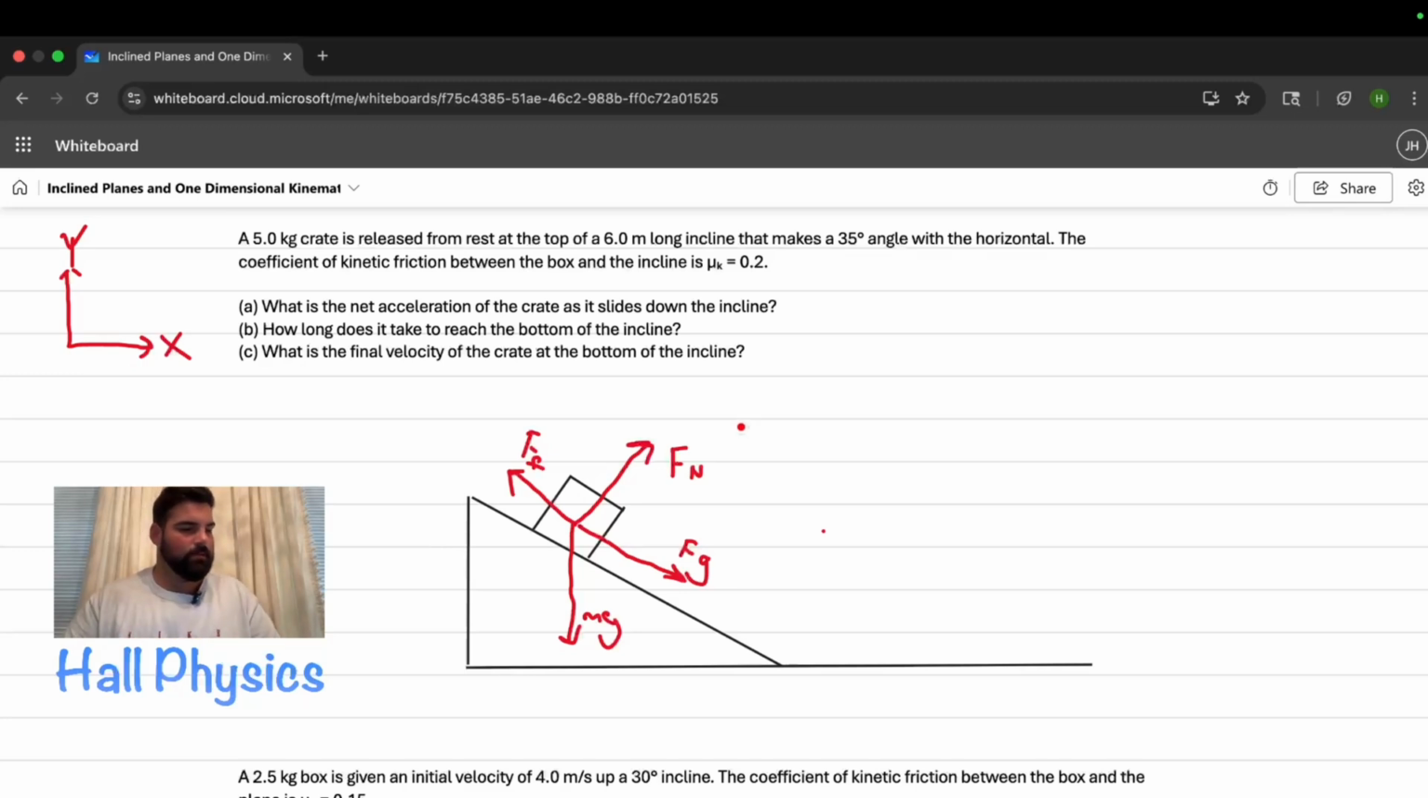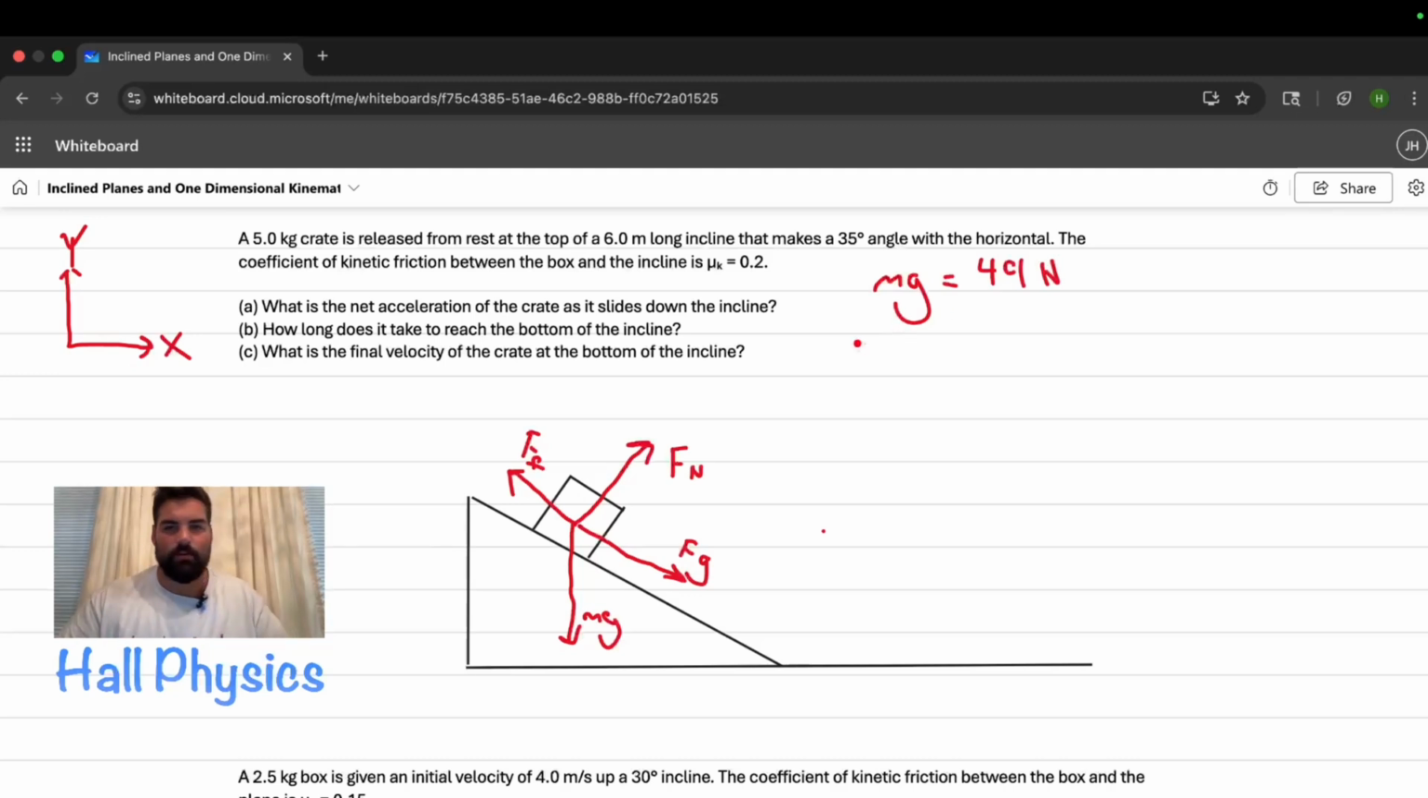Okay, so first thing I want to do, I want to go ahead and just solve for mg. Let's go ahead and knock that variable out of the way. So mg, mass times gravity, 5 times 9.8, that's going to give me 49 newtons.